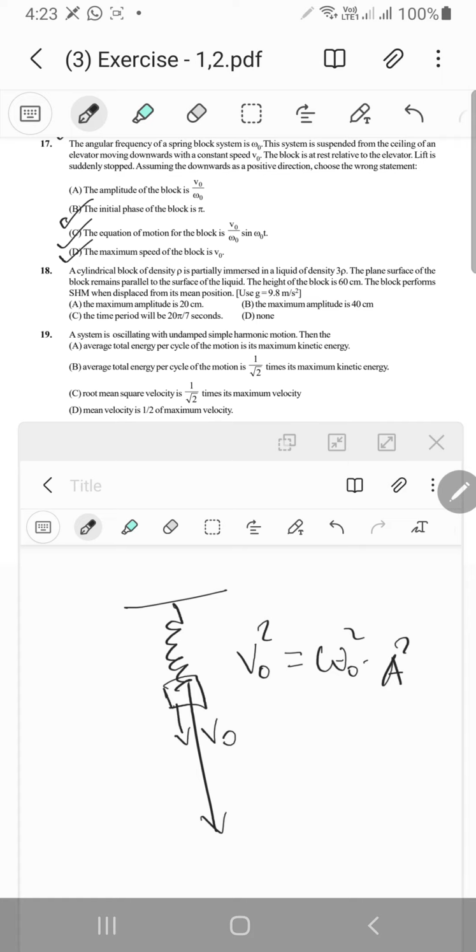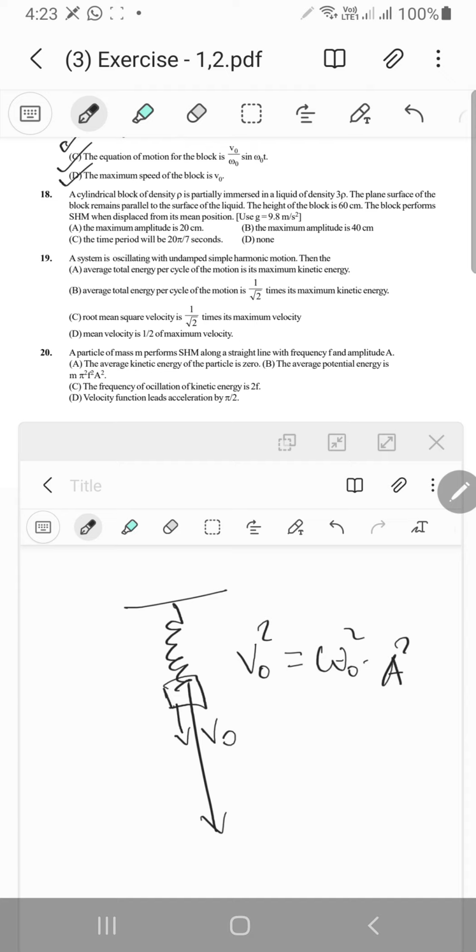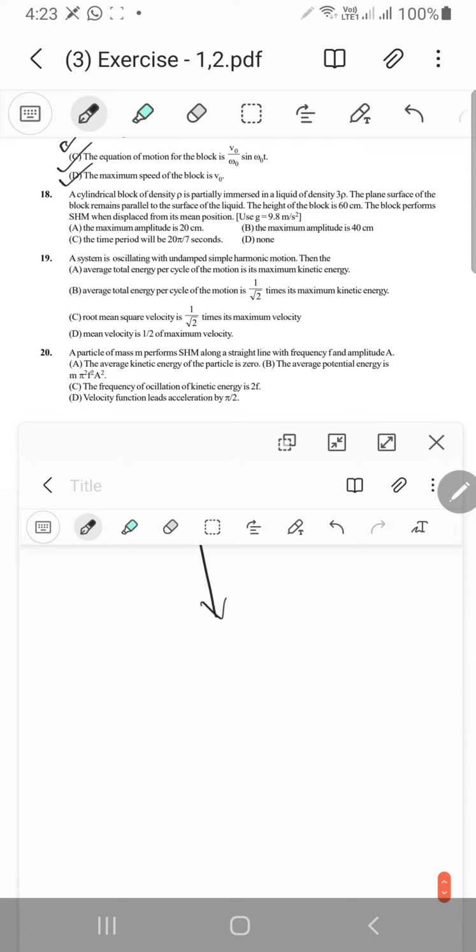Cool. Next question. A cylindrical block of density rho is partially immersed in a liquid of density 3 rho. The plane surface of the block remains parallel to the surface of the liquid. The height of the block is 60 cm. The block performs SHM when displaced from the mean position. We want the maximum amplitude and the time period. Okay, cool. So let's do it.